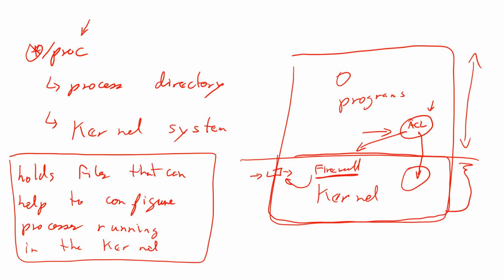The proc, I kind of went over this already. You can see here, it's called a process directory. It has to do with the kernel system. You will not in this course do anything with Linux kernel modules, but if you take 454, there is a firewalls related lab there where you get to see how that works. Basically, the proc holds files that can help to configure processes running in the kernel.